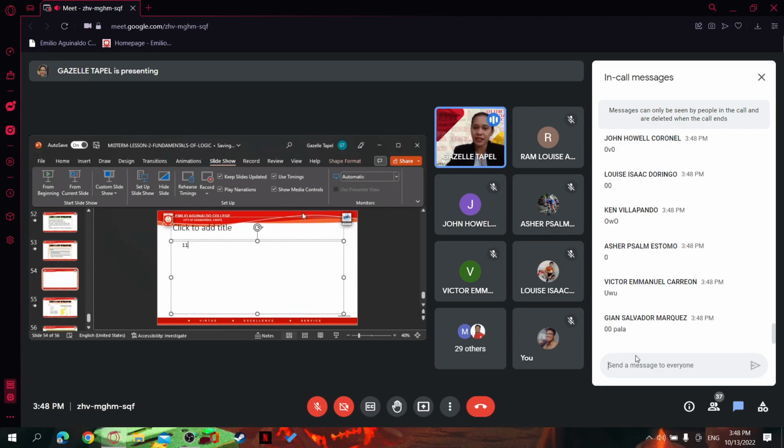Ang given ko kanina ay 1, 1. Ang operation ay OR, tama? Tapos, yung isang given ay 1, 1. Sa bit string, ang pag-solve po ay pa-vertical, patayo. Pagtatapat-tapat niyo yan. So, ibig sabihin, eto muna, 1 or 1.